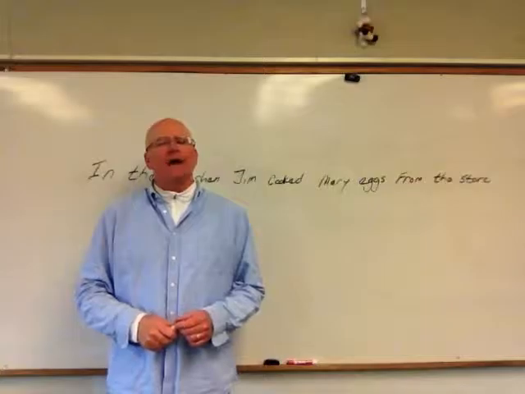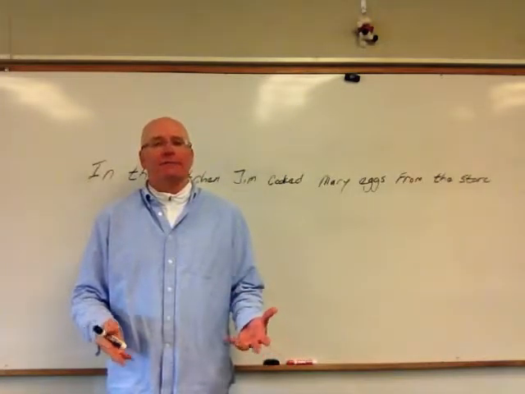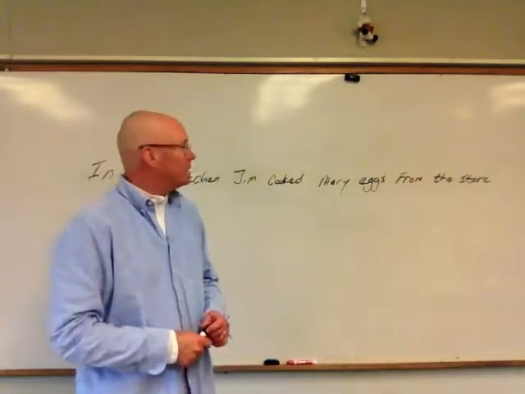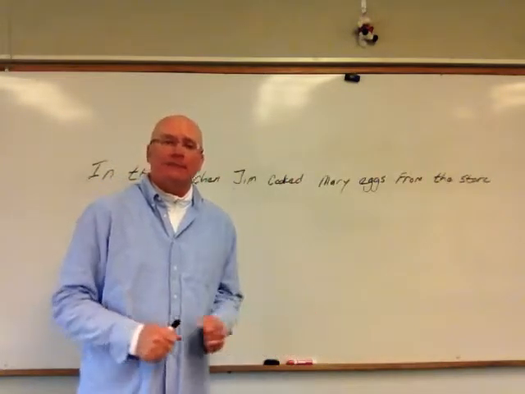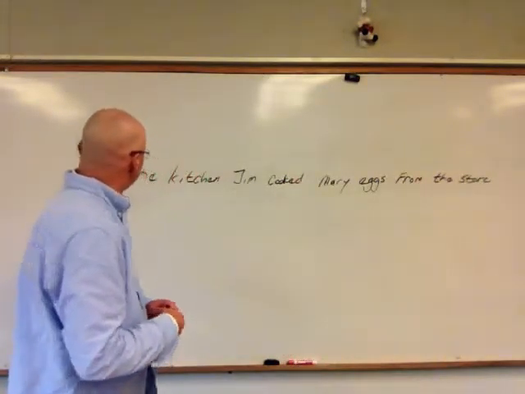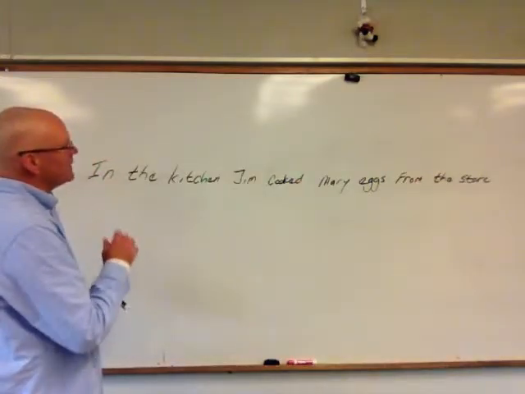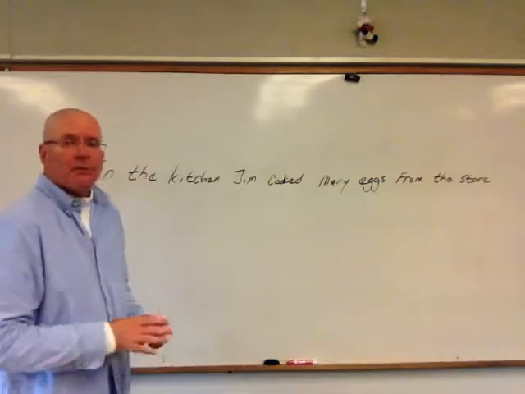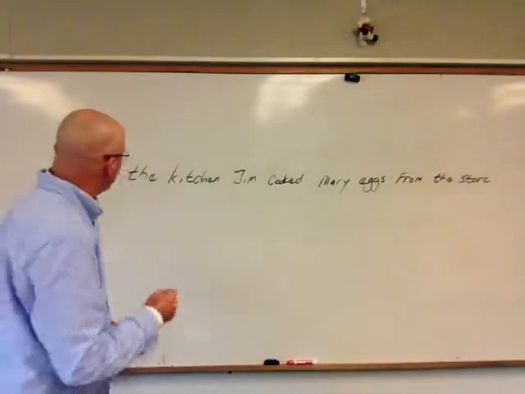Step number 5 asks you, is it an action verb instead of a linking verb? So we go through the same basic steps to start with. The first thing we'll do is isolate the prepositional phrases and we'll cross them out. In this case, we have the sentence, in the kitchen, Jim cooked Mary eggs from the store. We isolate the prepositional phrases and cross them out.